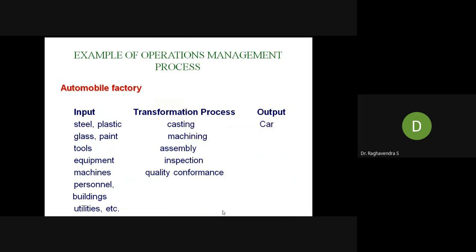Example, automobile factory. What are the inputs? You can see that steel, plastic, glass, paint, tools, etc. will be there. Personnel and transformation will take place. Maybe casting, machining, assembling, inspection, quality control. All these things will be there in the factory, the company. Finally, output will be in terms of a car.